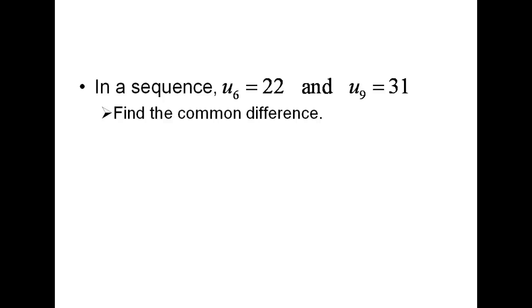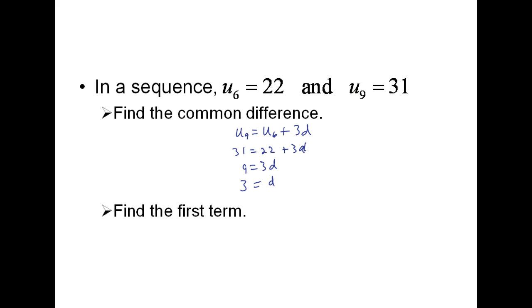I have a sequence where u sub 6 is 22 and u sub 9 is 31. So find the common difference. How do we do that? We're going to start with u sub 9 and say that is u sub 6 plus, to go from 6 to 9 is 3 d's. So 31 is equal to 22 plus 3d. Subtracting 22 from 31, I get 9 is 3d. So d is 3. So my common difference is 3 there.